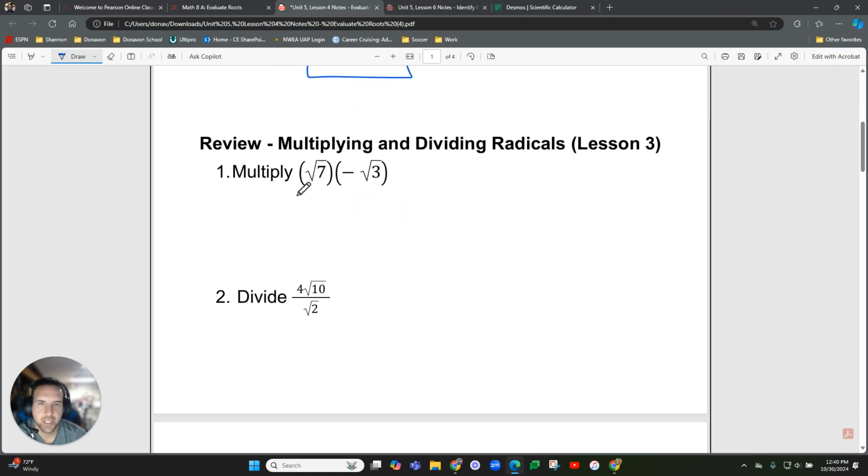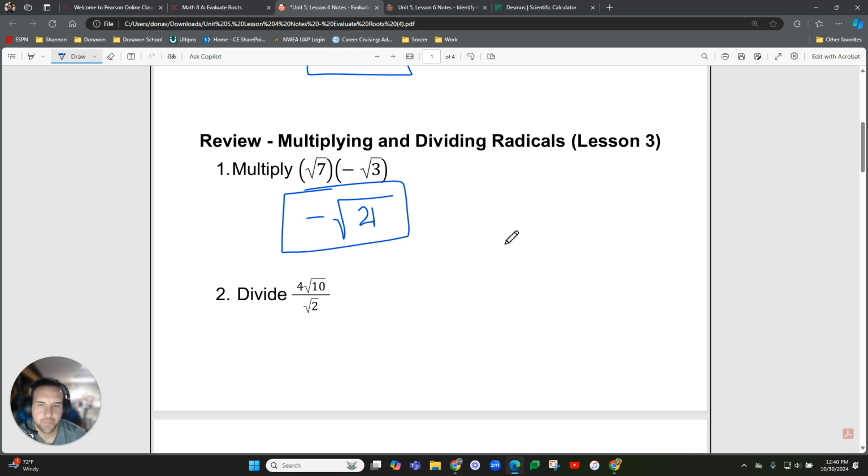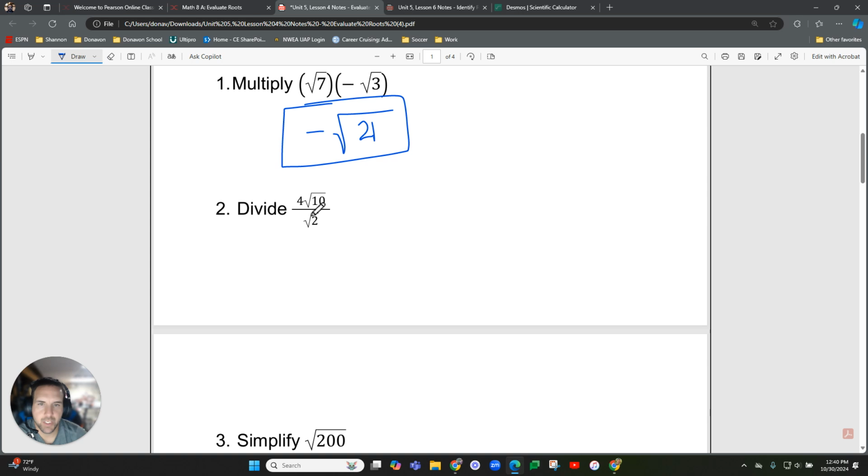All right, Lesson 3. With this one, we said we just multiply the roots. So that would be negative square root of 21, because 7 times 3 is 21, but this has a negative out front, so that's why it's a negative out front here. So negative square root of 21. This one, we can divide. Just like we multiplied the two numbers in the radical, here we can just divide them. So we have 4, and then 10 divided by 2 is the square root of 5, because 10 divided by 2 is 5, so 4 square roots of 5.